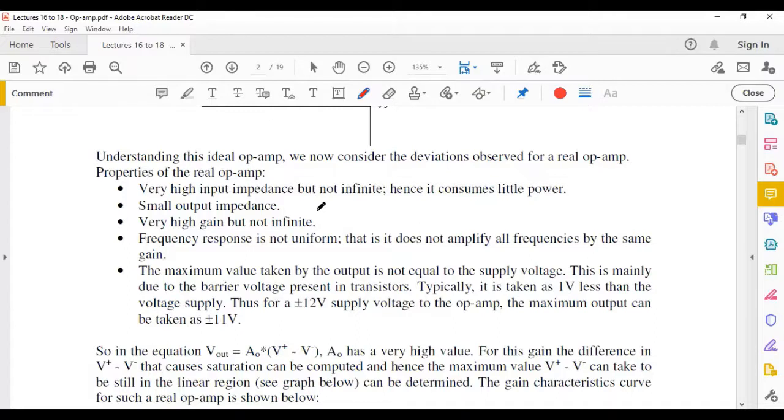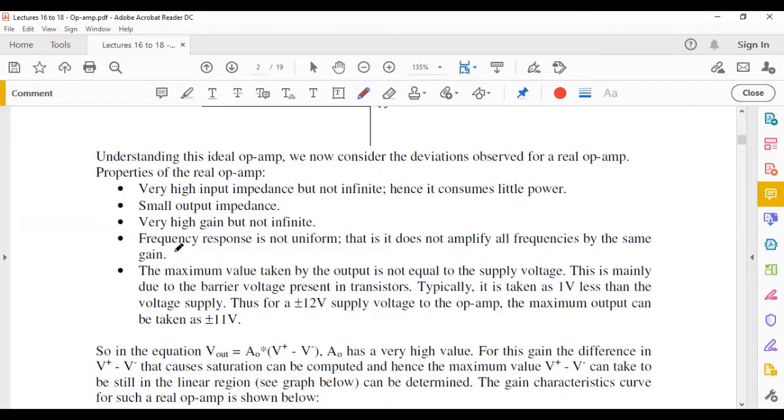So it will influence the output to some extent. Okay, and we mentioned the gain. For an ideal op-amp it was infinite, but for a real op-amp it's going to be very high, typically around, like we said, 100,000 to 1 million.